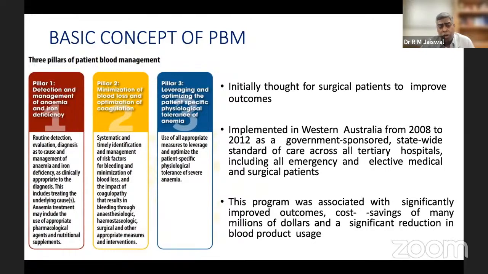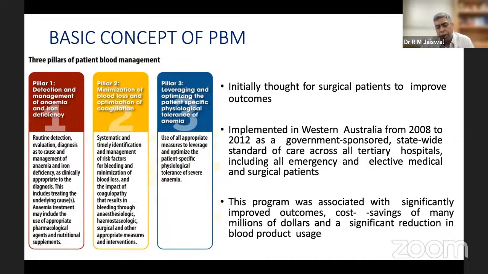The concept of PBM first started in Western Australia in 2008, where the government of Australia ordered every tertiary care hospital to strictly follow the guidelines of patient blood management. This program was associated with significantly improved outcomes, cost savings of many millions of dollars, and significant reduction in blood product use.